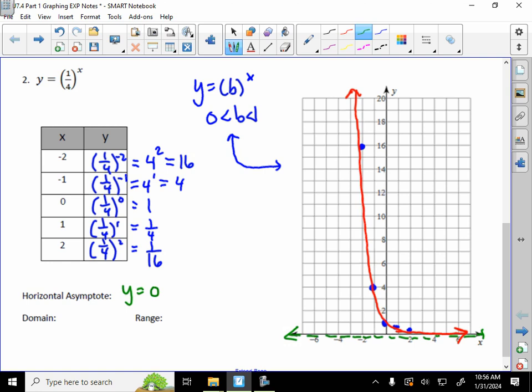The domain, again, if you look at what vertical lines intersect this graph, moving left to right, everything would hit, so negative infinity to positive infinity. And then the range, if you go bottom to top, the horizontal lines would intersect this graph as soon as you pass 0 and then go up to positive infinity. So again, it'll be 0 to positive infinity.